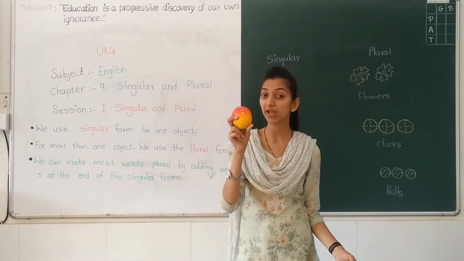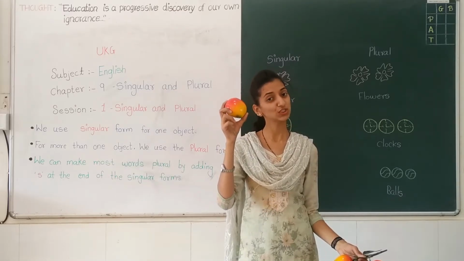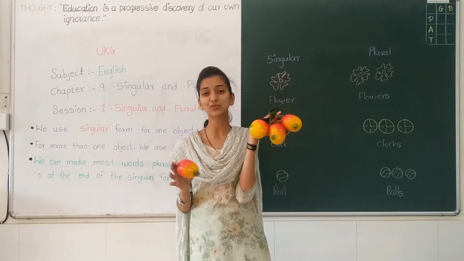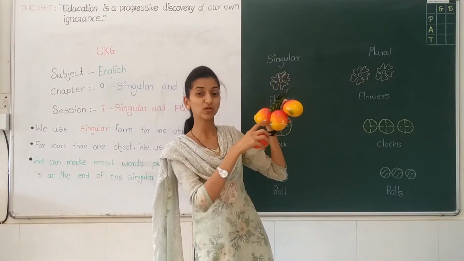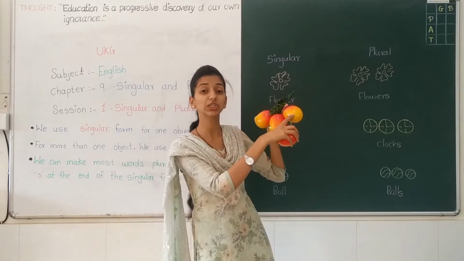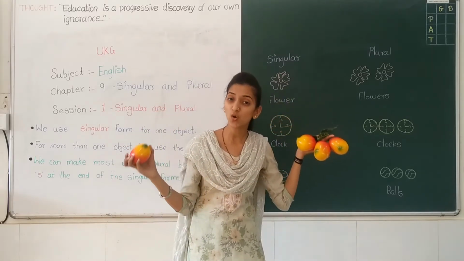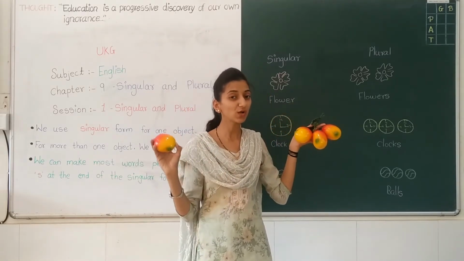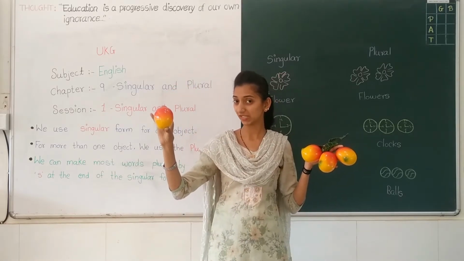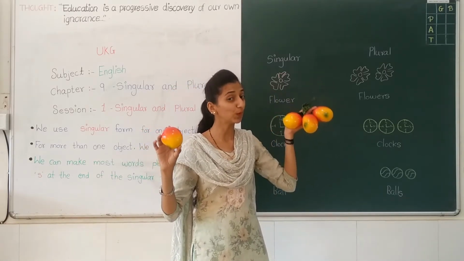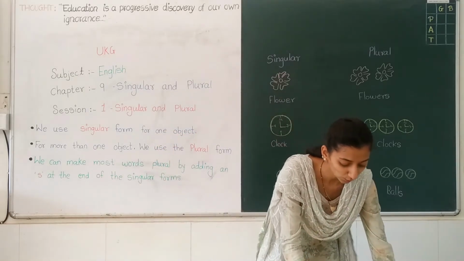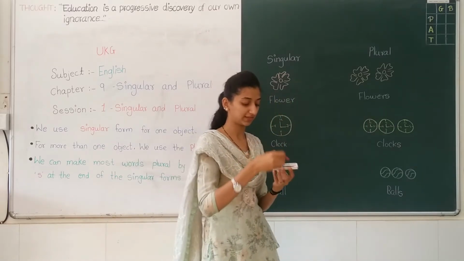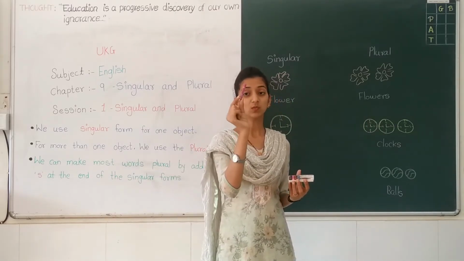Okay. Now look here. I have some more objects here. Now tell me, which fruit is this? Yes, mango. And what is the spelling of mango? M-A-N-G-O, mango. Now look here, students. How many mangoes are here? 1, 2, 3. These are mangoes. This one is a mango. These are mangoes. One is singular and many is plural.